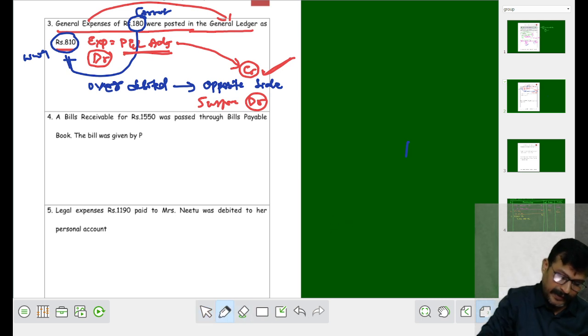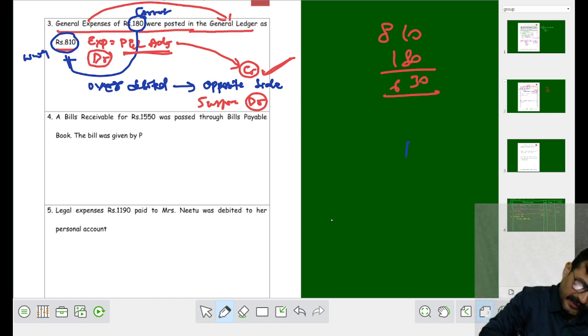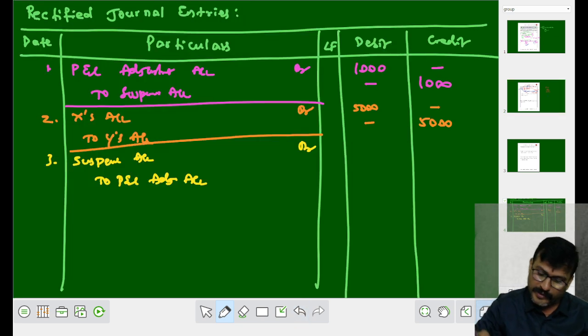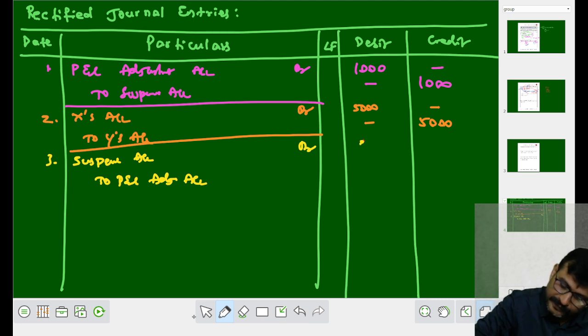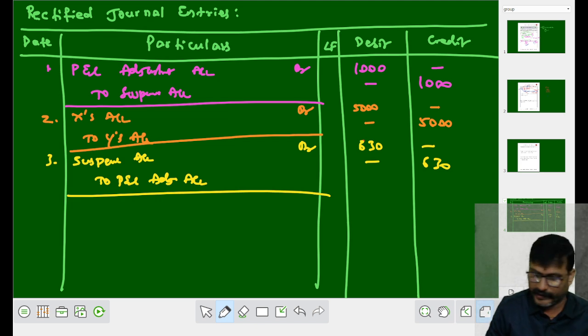How much over debited? 810 minus 180, how much does it come to? 630. 630 is your over debited. Sorry, instead of 360, it is 630 rupees over debited. So how much do I have to write? 630. Shall we move on to the next transaction, my dear students?